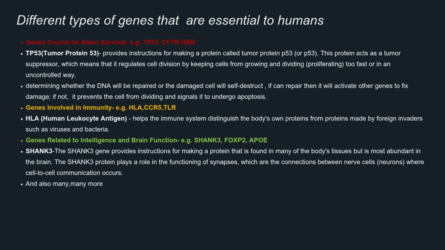Lastly, the genes that are related to intelligence and brain functions, like SHANK3, provide instructions to make a protein that is found in many tissues but most abundant in the brain. Scientists found out that they play a role in the functioning of synapses, which are the connections between nerve cells for electrical signals to transfer.